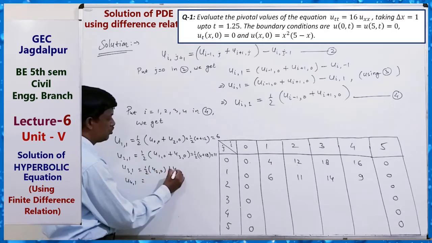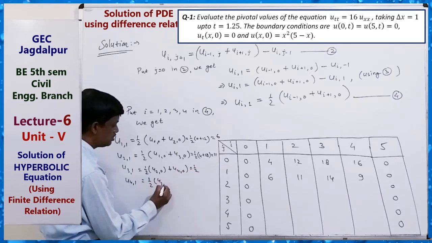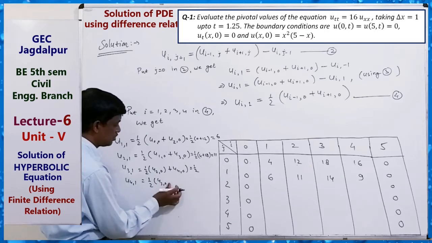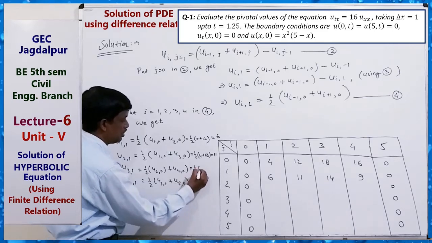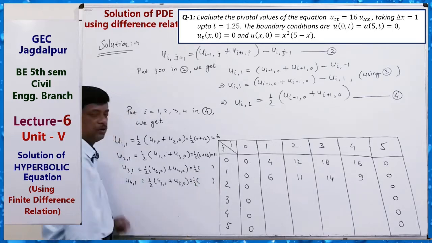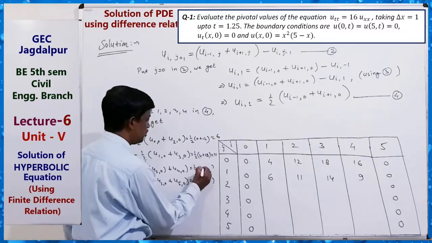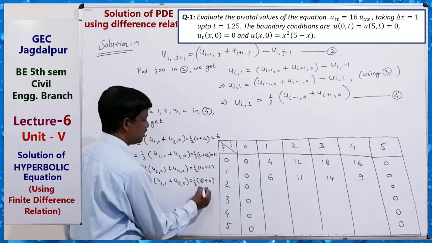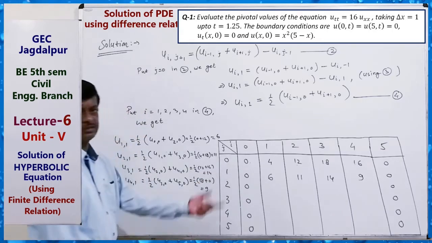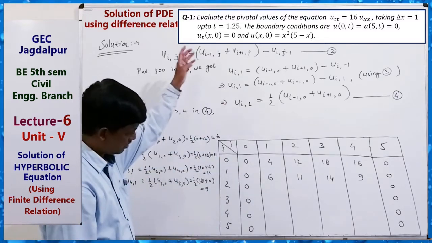u20 plus u40, and here 1 by 2 of u30 plus u50. So u50 equals 0, and just take its value. Okay, so 12 plus 16, and here 18 plus 0. So this is equal to 9, and this is equal to 14. Just you can get these values, and you can get all the values.